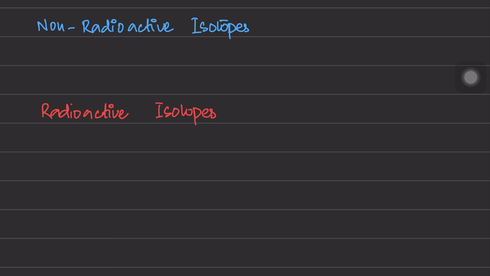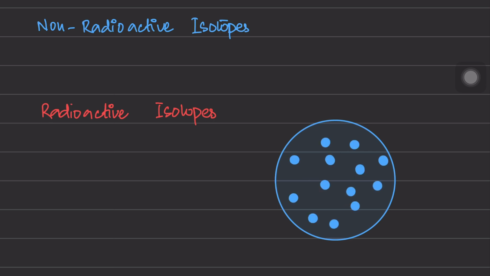So let's do a quick example to further build on it. For example, here I have my nucleus. The nucleus is filled with neutrons, so for example these are neutrons, and as you know, it's filled with protons as well.